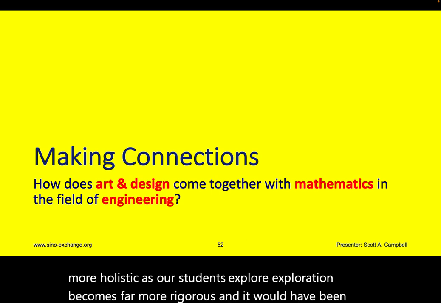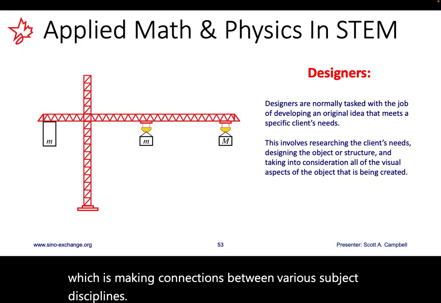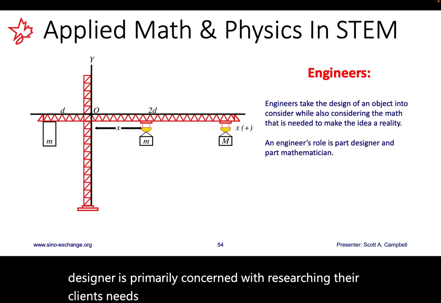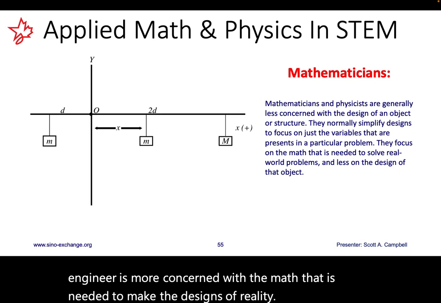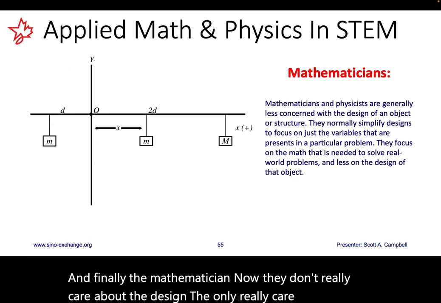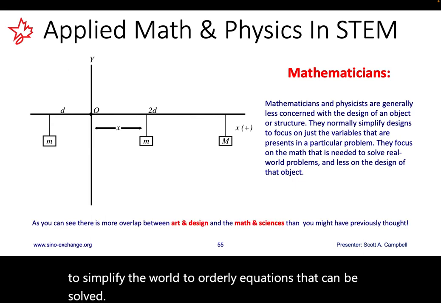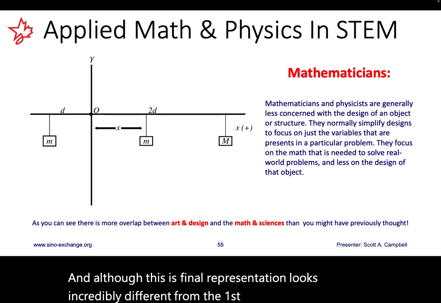And that brings me to another big idea, which is making connections between various subject disciplines. To illustrate this idea, I've made a series of graphics. So a designer is primarily concerned with researching their client's needs and creating a design. However, an engineer is more concerned with the math that's needed to make the designs a reality. And finally, the mathematician. Now, they don't really care about the design. They only really care about representing the world through numbers and variables to simplify the world to orderly equations that can be solved. And although this final representation looks incredibly different from the first diagram, it still represents the same problem.